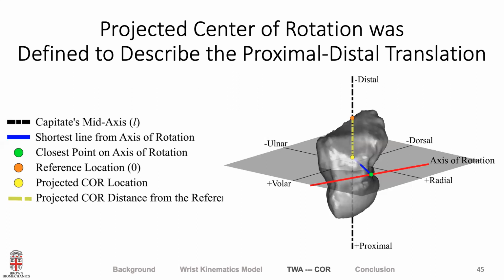We find a point on this line that has the shortest distance from the axis of rotation, and this point is unique, which is shown here as the yellow circle. We call this the projected center of rotation. Right now, what I need to look at is the location of this yellow circle from the reference point, which is the orange point shown here, the most distal point on the capitate. And we can look at the blue line, the shortest distance, and the elevation angles to create a complete picture of how the axis of rotation moves in space.